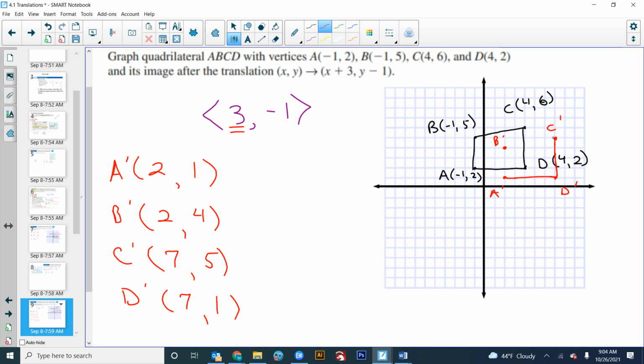There's our, what's that name of the new shape? There's our image. Very good. Image. The black one was the pre-image. The red one is the image. They will use those words in the end of course test as well, so we need to get used to it.